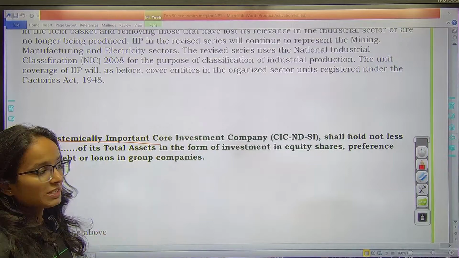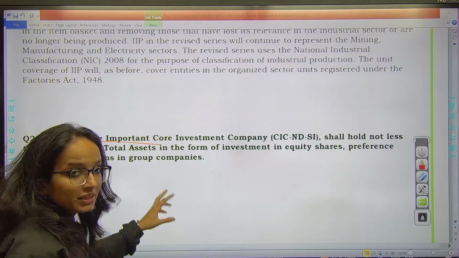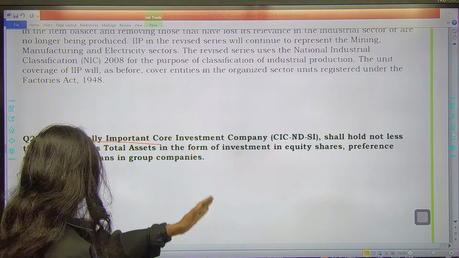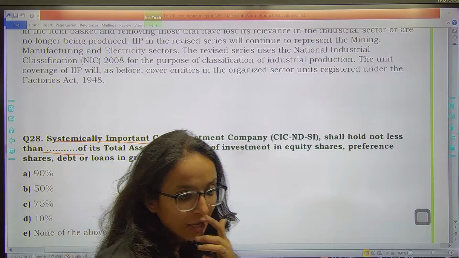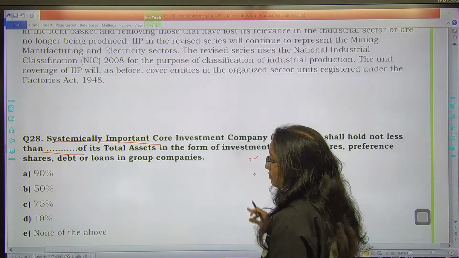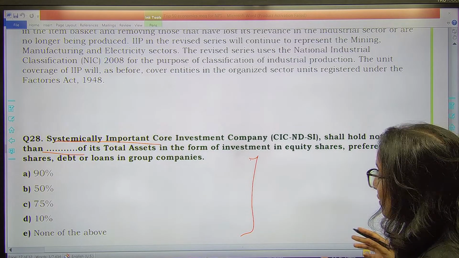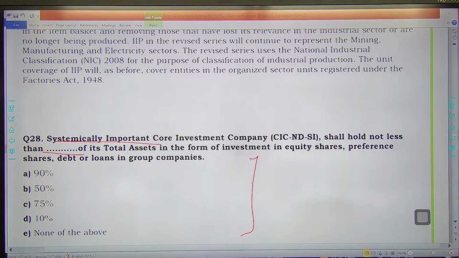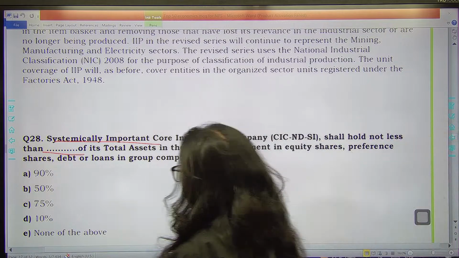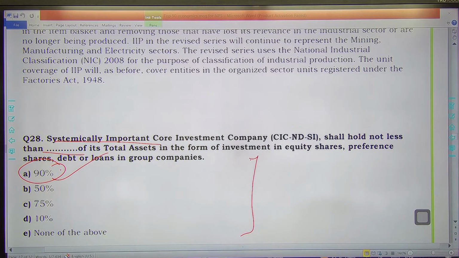Systemically important core investment companies shall not hold less than how much percent of their total assets in the form of investment in equity shares, preference shares, debt or loan in group companies? This is an important NBFC concept. Tell me, at least how much? 90%, remember. The correct answer here would be 90%. No, not 75. It is at least 90%.